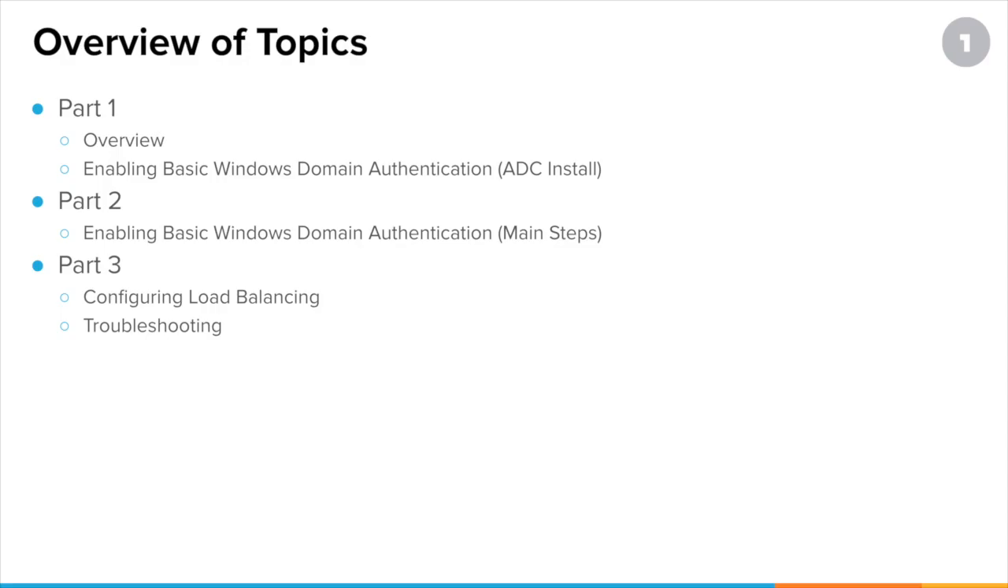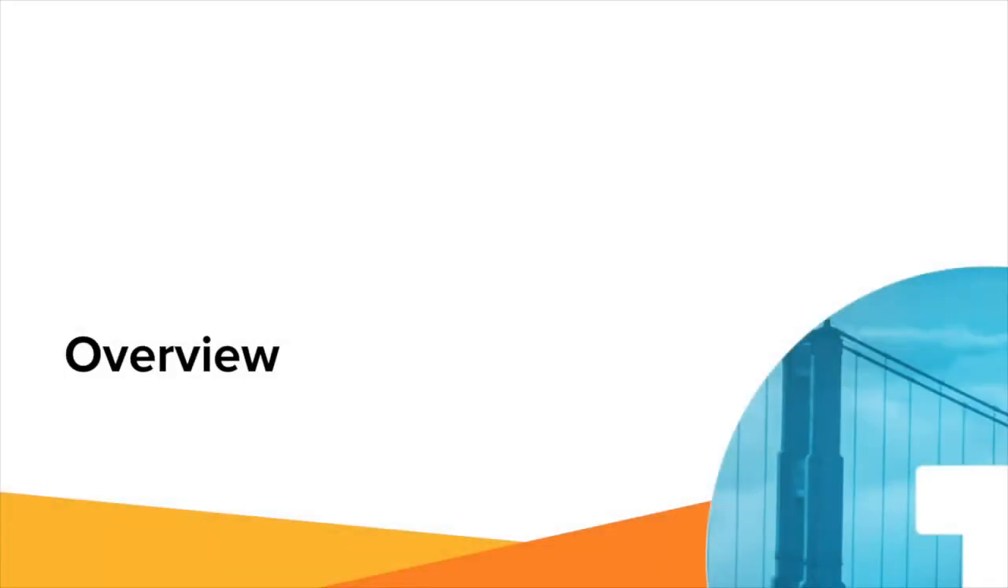In our first video, we're going to start off with a basic overview of the feature and how it works, and do a quick refresher on installing the Active Directory connector, which is the key component that needs to be in place for Windows Domain Authentication to work. In the second video, we'll look at the main configuration steps necessary to put Windows Domain Auth into place. And in our final video, we'll look at how to configure Windows Domain Authentication for load balancing and cover a few troubleshooting tips. First, let's take a look at what exactly Windows Domain Authentication is.